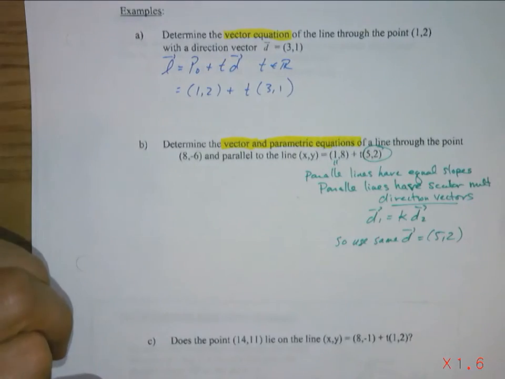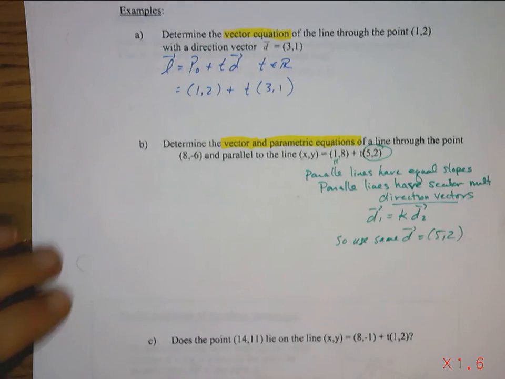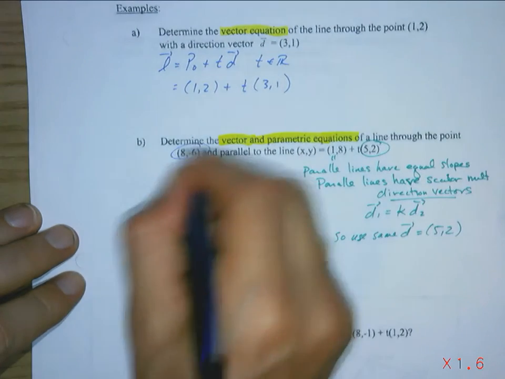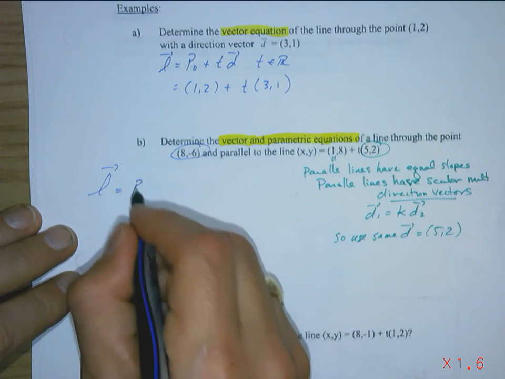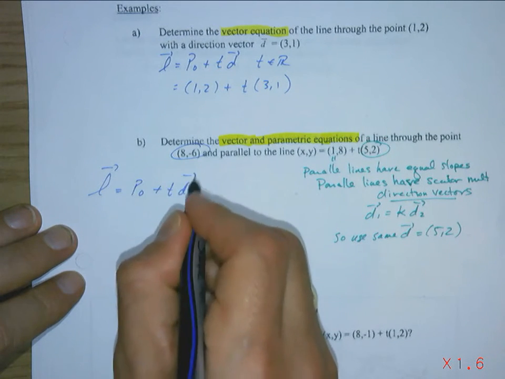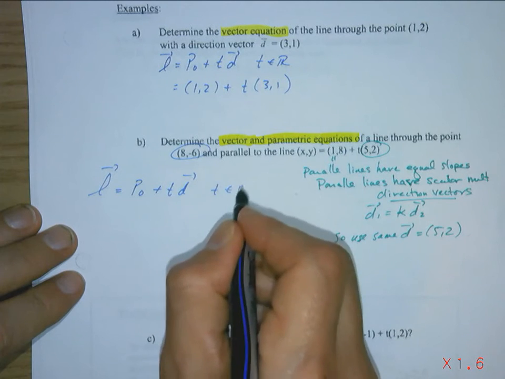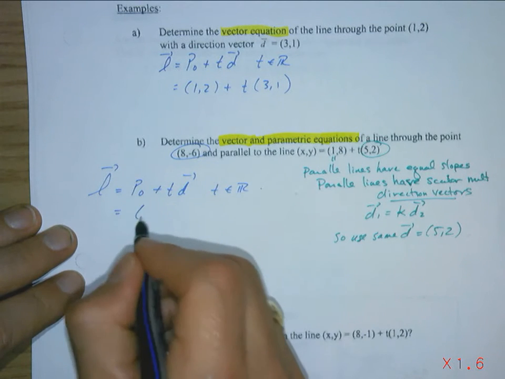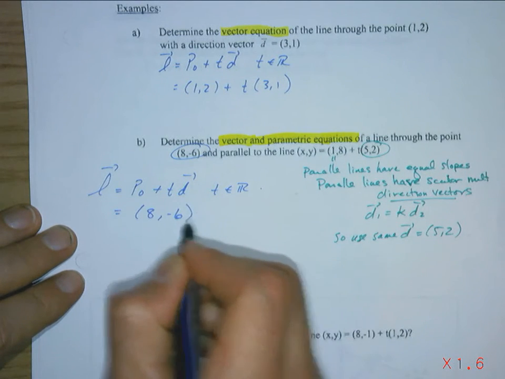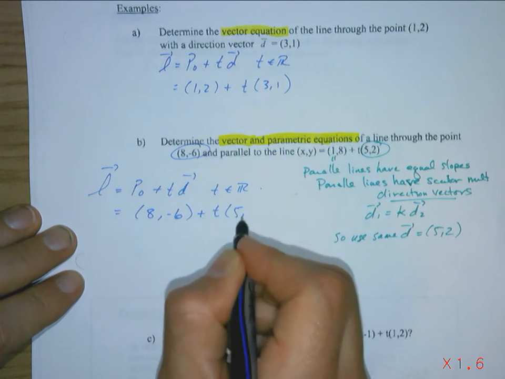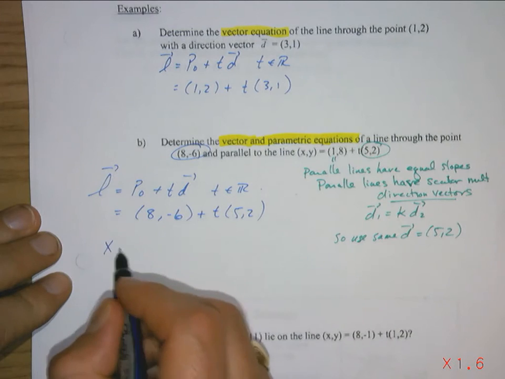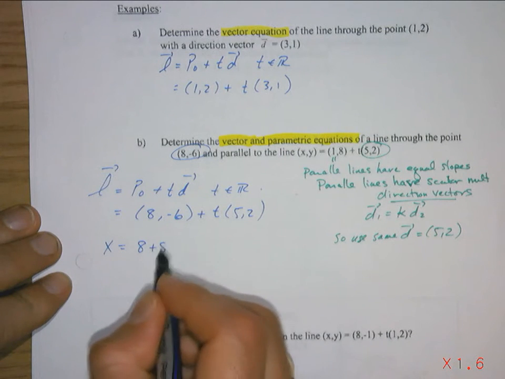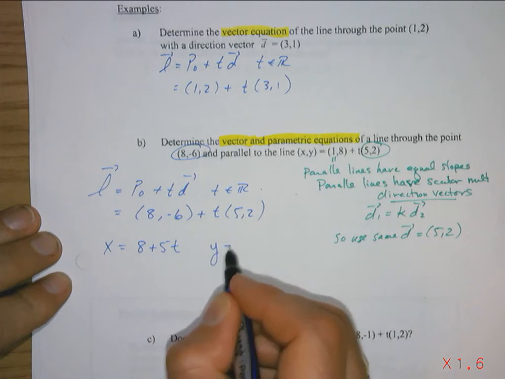Okay? Hope that argument makes sense. We're going through this point. So our equation, p naught plus t times the direction vector, where t is an element of the real numbers, will be (8, -6) plus t (5, 2). And parametric equations I can pull right from there with a little bit of help, so can you, or a little bit of practice.